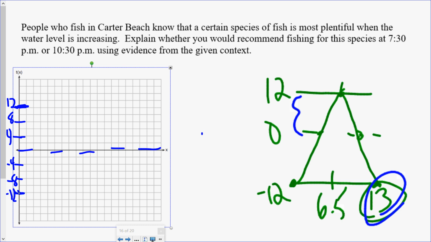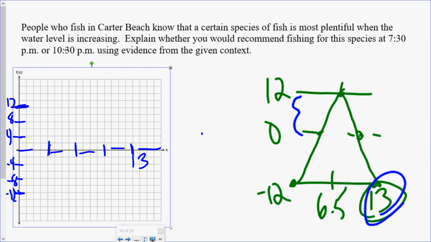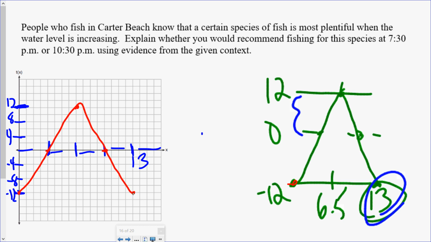Max and min. 4 dashes. 1, 2, 3, 4. Period at the end of the 4th dash. Let's get a different color. Starts at the min. Midline. Max. Midline. Min. And there's your wave.